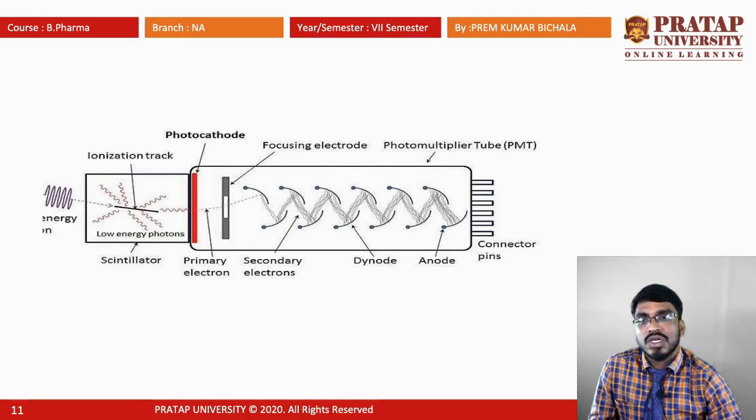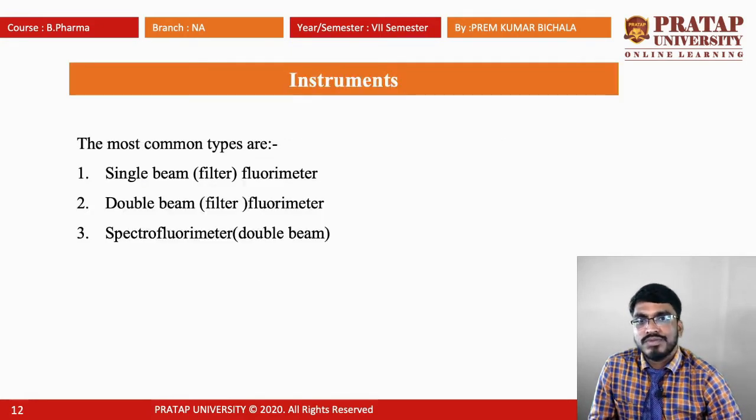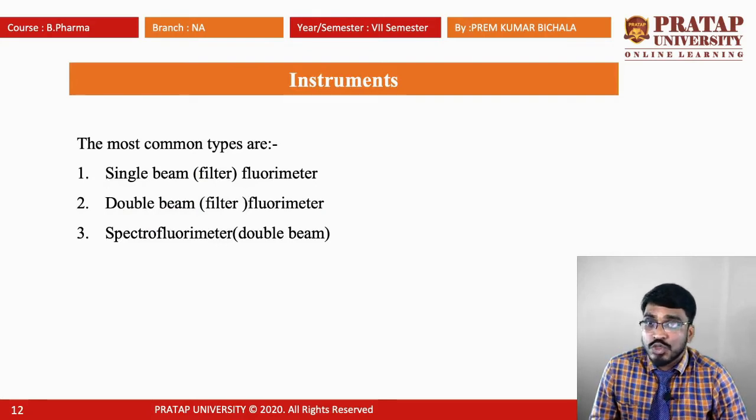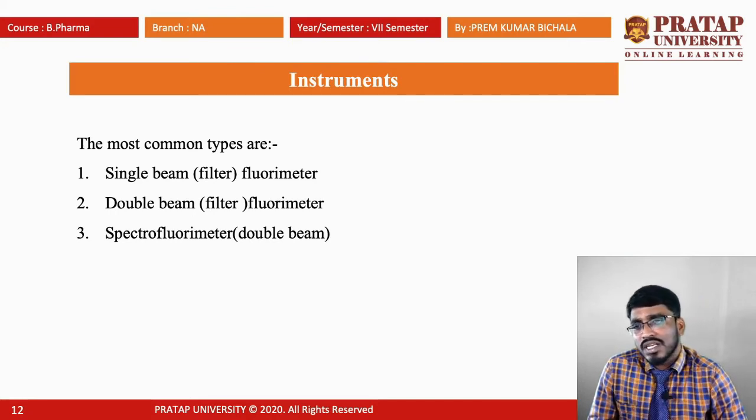So here we have types of instruments. There are majorly single beam filter fluorimeters, double beam filter fluorimeters, and finally the spectrofluorimeters, which are more advanced than single and double beam.